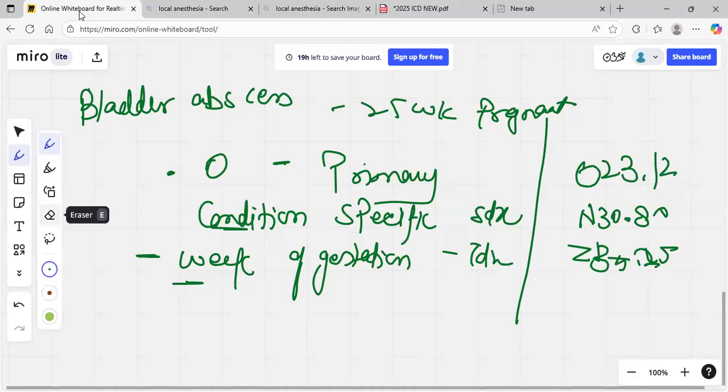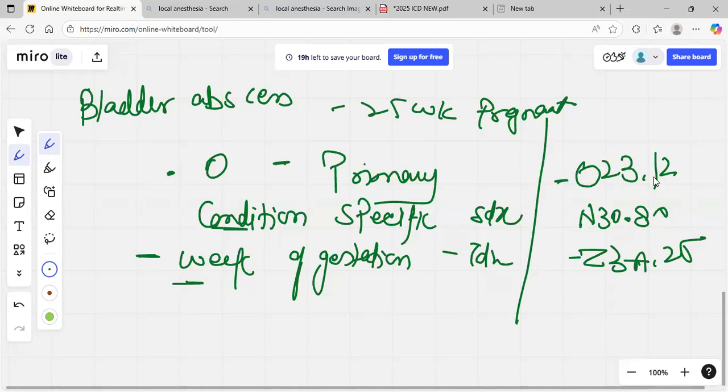So whenever you are going to code any condition for a pregnant woman, you have to make sure you use at least three codes. Your first code should be from the pregnancy chapter, because the pregnancy code will not classify or define your condition properly. It is necessary to use a code from the other chapter to define the condition completely.